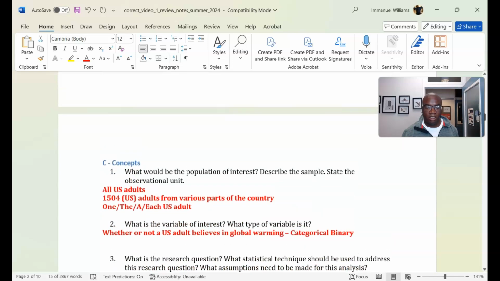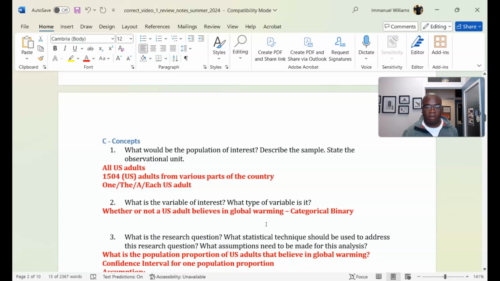Okay. So here it says, what is the population proportion of U.S. adults that believe in global warming? What statistical technique are you going to use to answer this question? It's going to be a confidence interval for one population proportion. So what you should be familiar with at this current juncture is one population proportion confidence interval, one population proportion hypothesis test, one population mean hypothesis test, one population mean confidence interval.